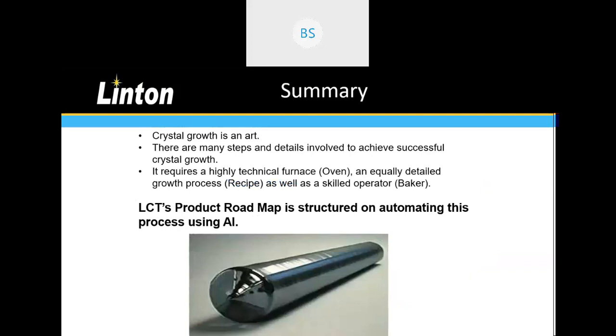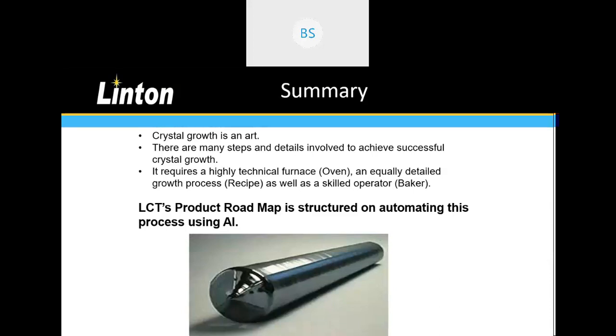So in summary, basically crystal growing is an art. It takes time to develop an SOP or a recipe that works for your customer. There are many steps involved, very critical steps involved, to grow a crystal. I like to say, in layman's terms, we have an oven, which is our KX360. We have a recipe, which somebody develops. And then we have a baker, which is the operator. Those three items working together are able to pull out a perfect crystal.